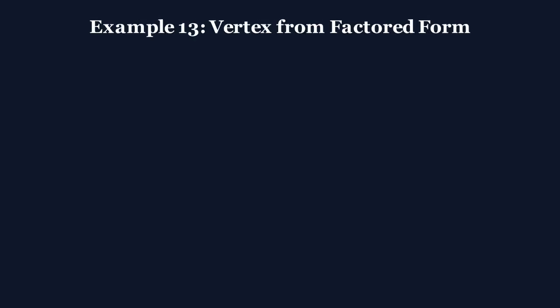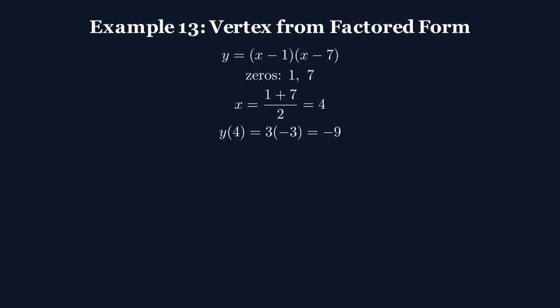Example 13. For y equals (x minus 1) times (x minus 7), find the zeros, axis, and vertex. The zeros are 1 and 7. The axis is their average, 4. Substitute x equals 4. y equals 3 times -3, which is -9. The vertex is (4, -9).